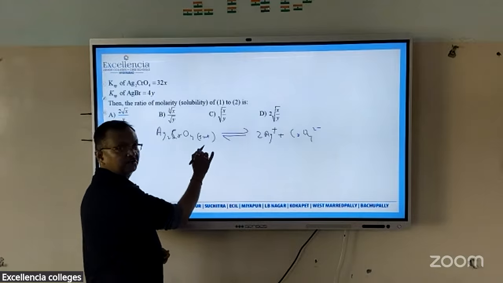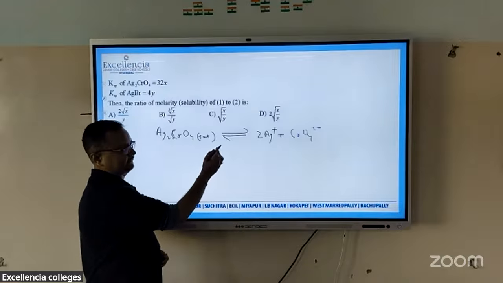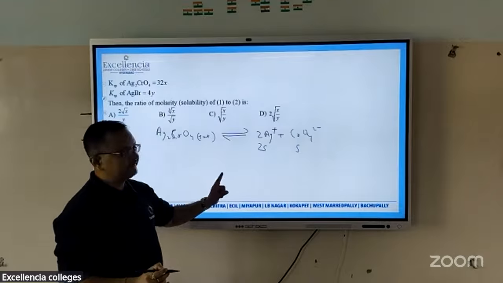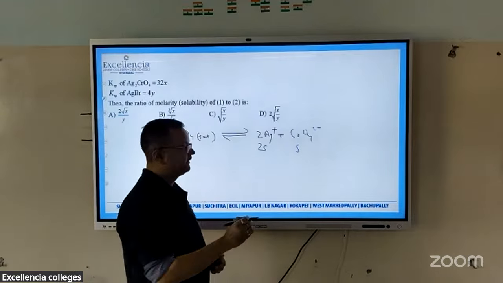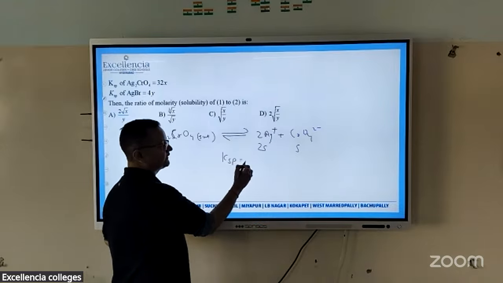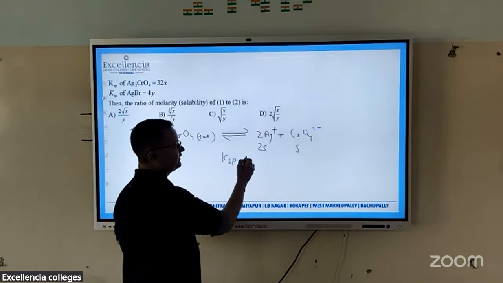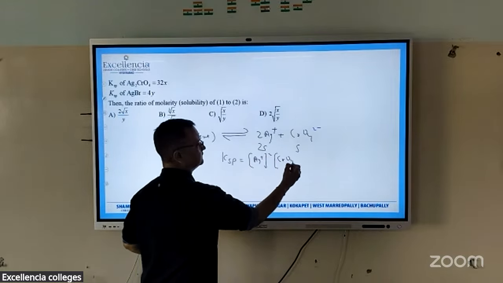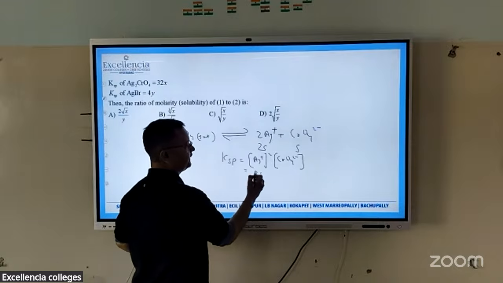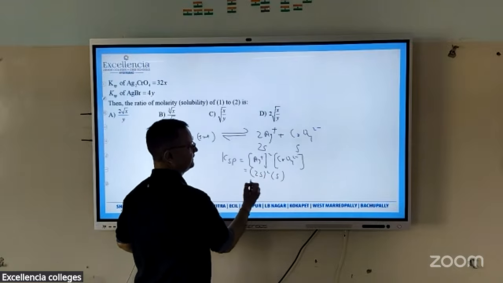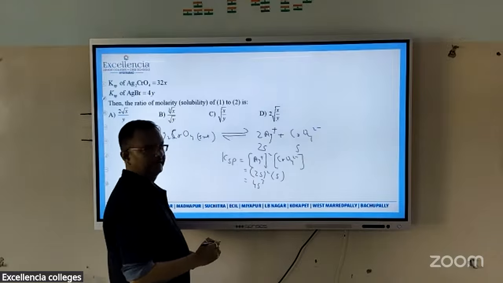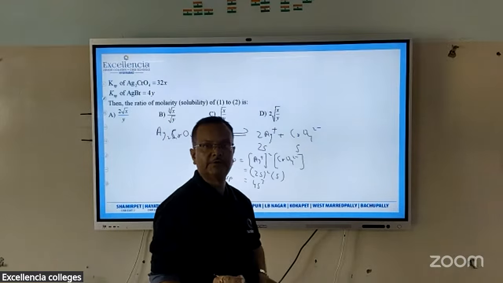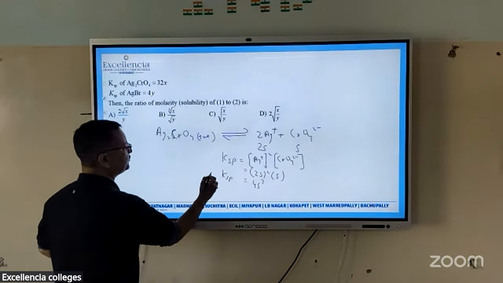Let us say the solubility of this salt is S. So the concentrations will be 2S and S. Ksp is equal to the ionic product at equilibrium. So Ksp is equal to the concentration of silver ion squared into the concentration of chromate ion. That is (2S) whole squared into S, which is 4S cube. And the Ksp value is given to you as 32x.